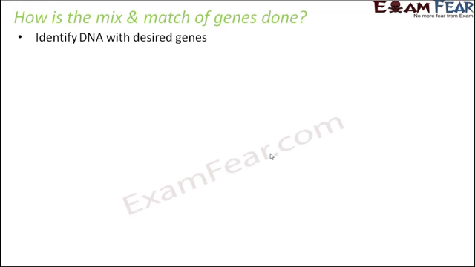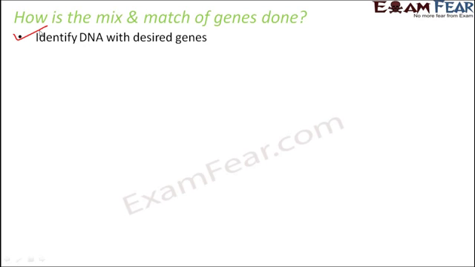So the first step would be to identify the DNA with the desired genes. First of all, we should know which is the desired gene. For example, when we talk about the jellyfish, the gene which is responsible for the glowing nature, or for the glow at night. So we are interested in that gene. That is the desired gene.